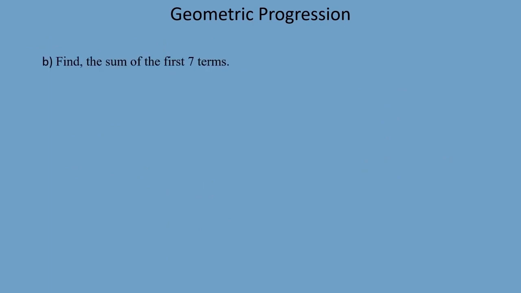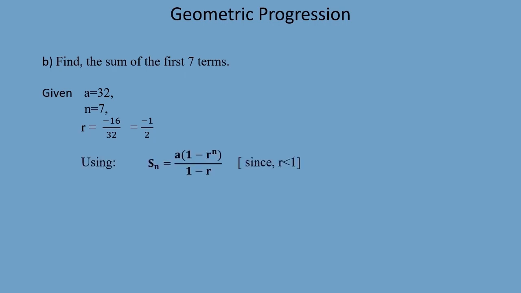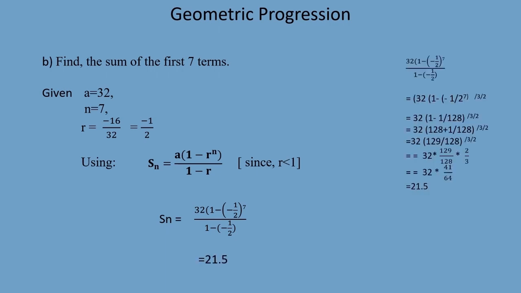B. Find the sum of the first 7 terms. Given a is equal to 32 and n is equal to 7. r is equal to minus 16 by 32 is equal to minus 1 by 2. Using this formula because r is less than 1. Substituting the given values of a and r in the formula and simplifying, we get the answer 21.5.